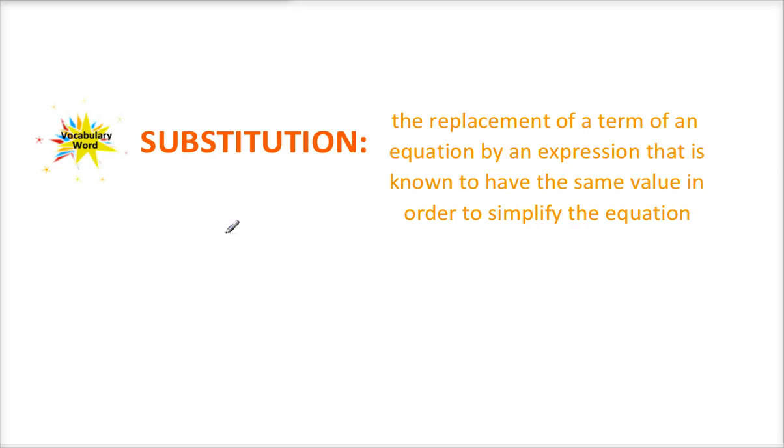Let's first start with the official definition, since I haven't given that to you yet. The official definition for substitution is the replacement of a term of an equation by an expression that is known to have the same value in order to simplify the equation. So this is a big definition, but basically what it's saying is we're using two things that are equal to each other, using them to replace each other to make our equations easier to solve. So this is the official definition you can have in your notes.